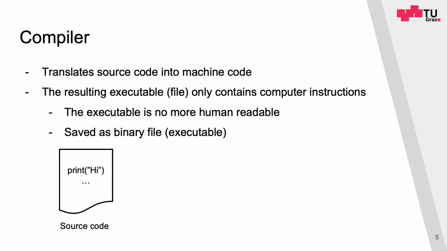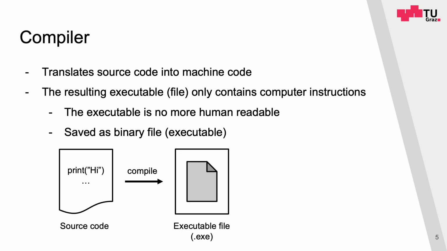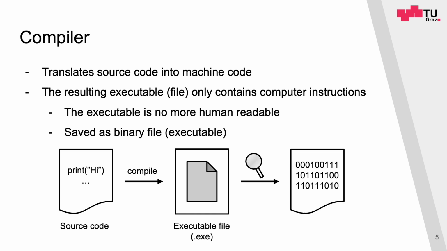For example, if you have your source code file, which contains a simple print statement, which just prints out hi on your computer, and you compile it, the compiler creates an executable file on your hard drive. For example, if you're using Windows, it creates an .exe file. And if you then open this exe file in a text editor, it just shows you some strange characters, which you cannot read.